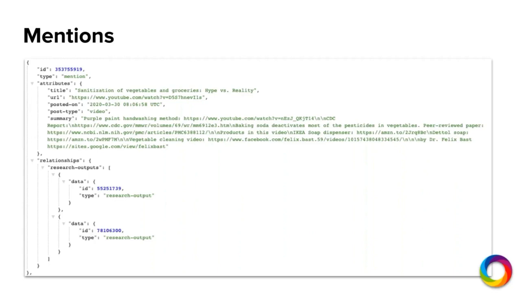So the summary is usually like a snippet of the text that we extracted from the post. In the case of a YouTube video, it's the text from the video description. And then below all that, you can see the research outputs. They're altmetric IDs that were referenced in this video.